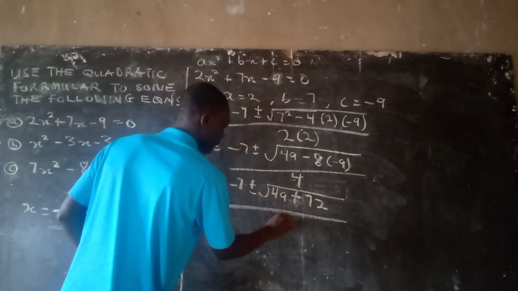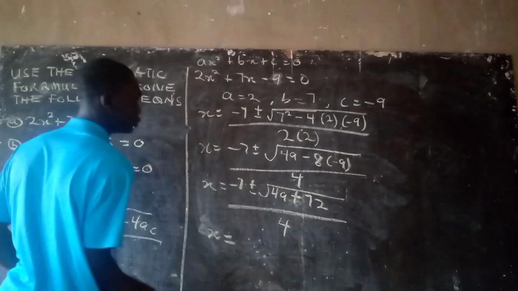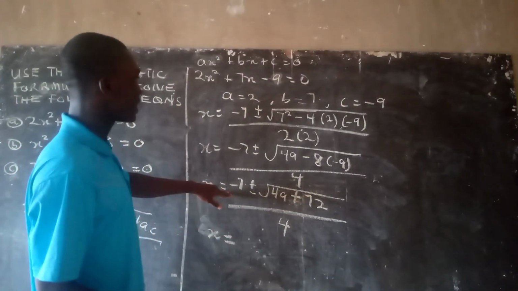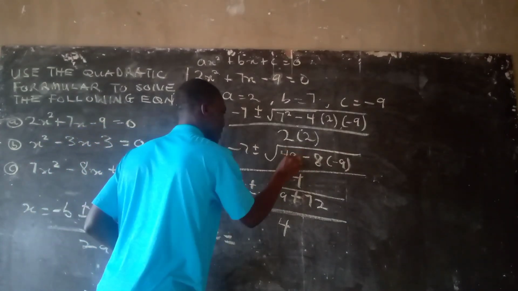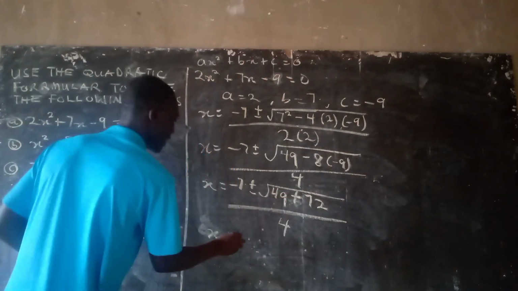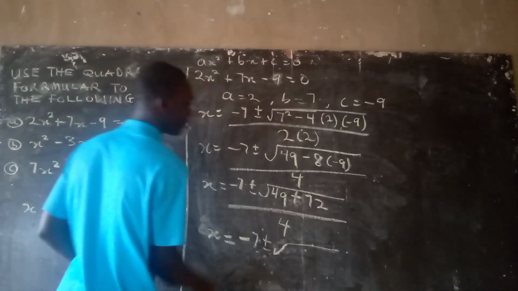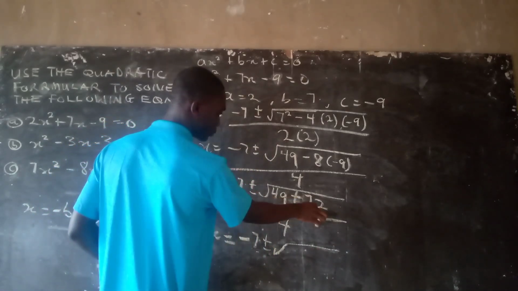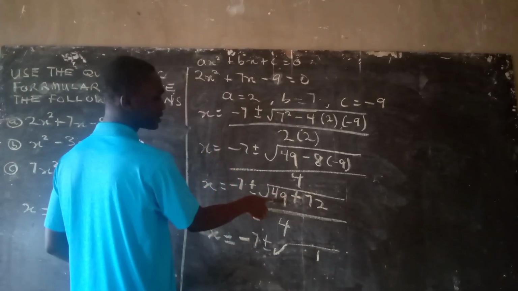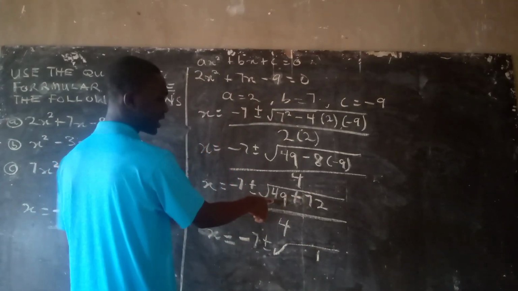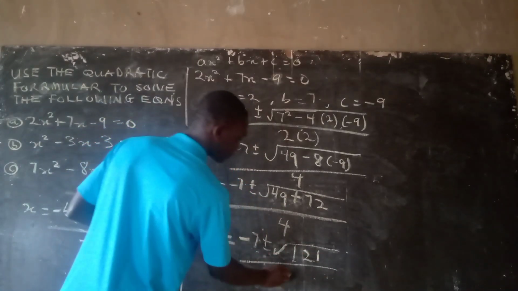So you have x is equal to negative 7 plus or minus the square root of 49 plus 72, all over 4. 49 plus 72 gives us 121. So you have the square root of 121 all over 4.